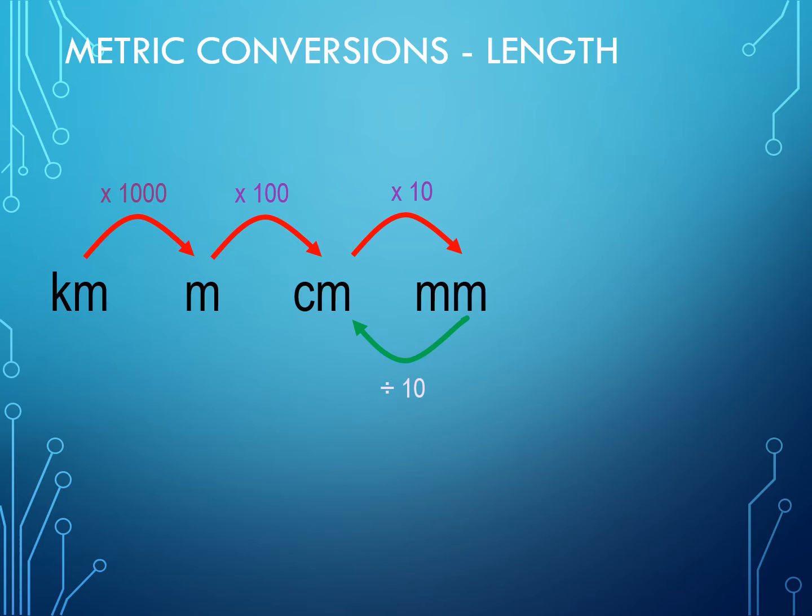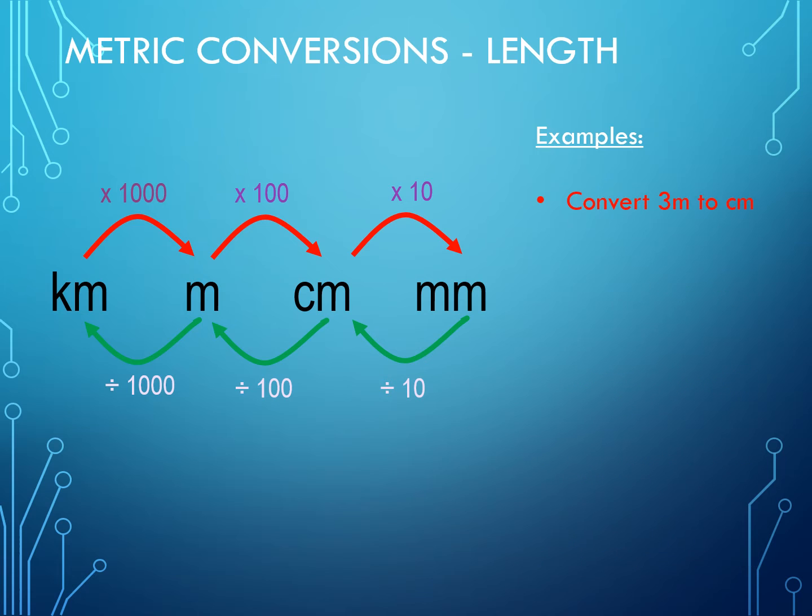If we are actually going from centimeter to meter, again, we'd do the opposite of what we did at the top, which is to now divide by 100. And finally, to change from meter to kilometer, what we do, the opposite of what we did at the top, is now to divide by 1,000. So let's have a quick example.